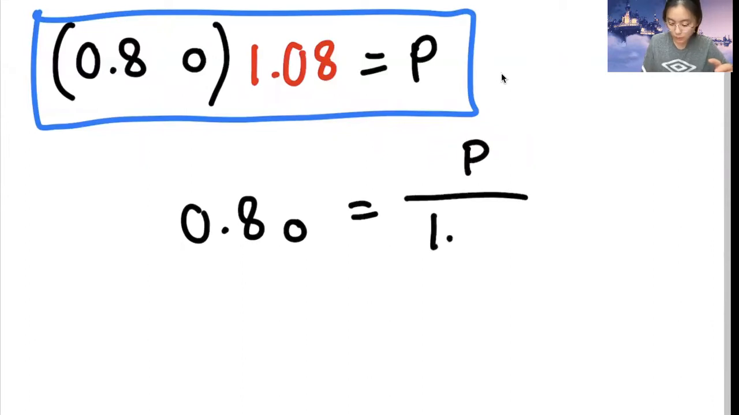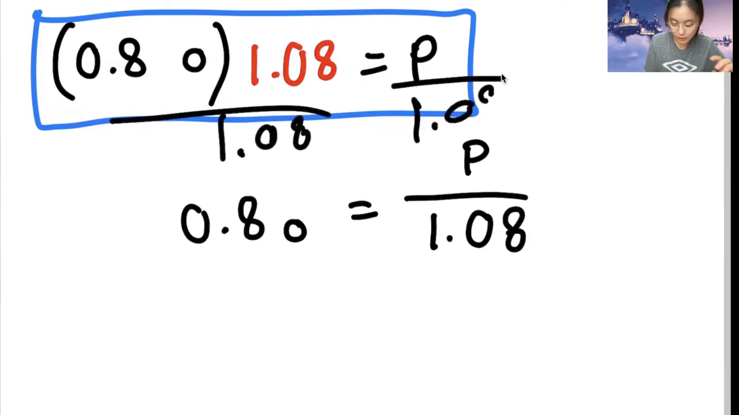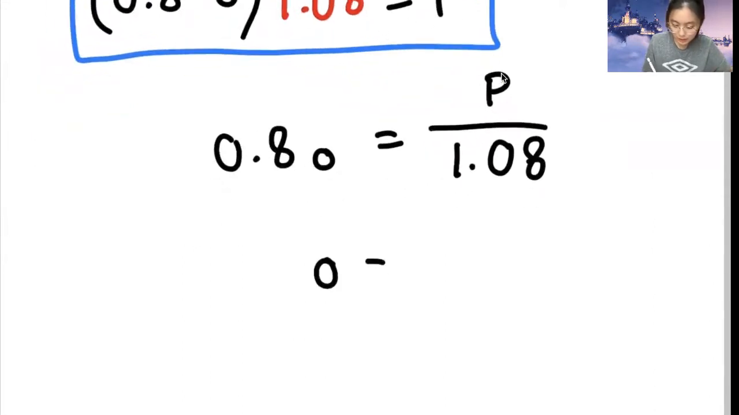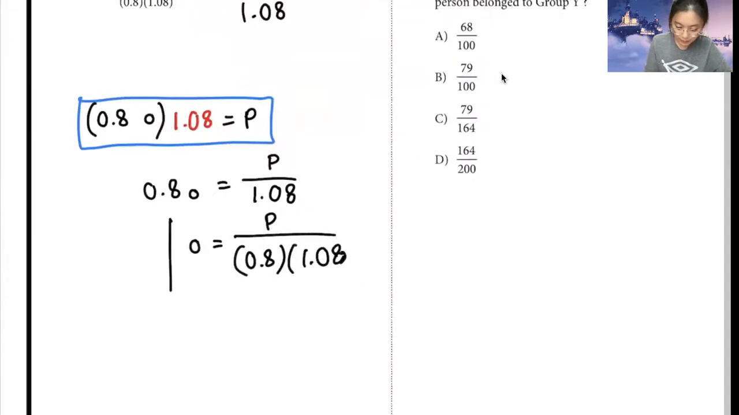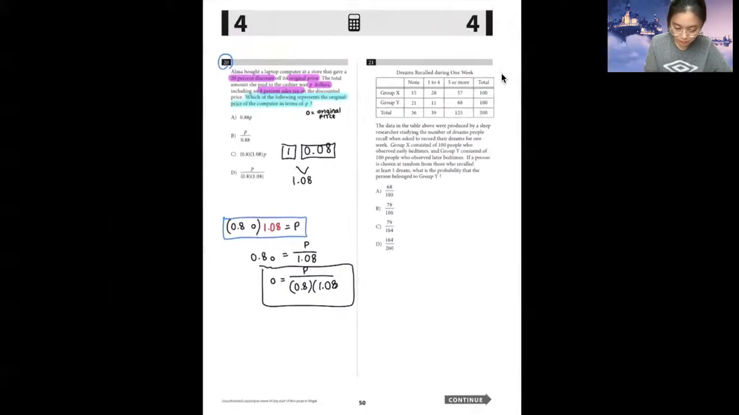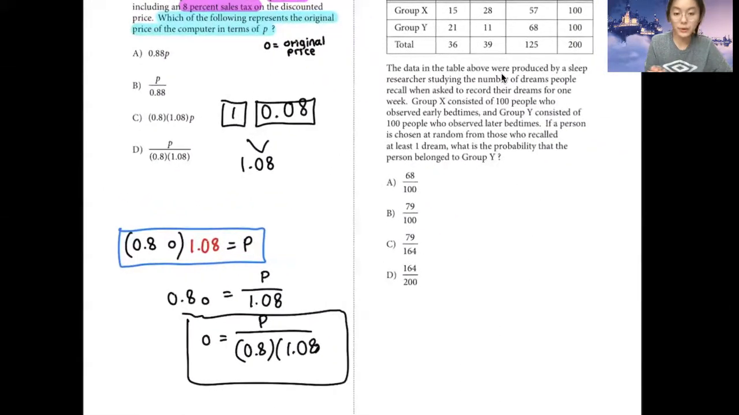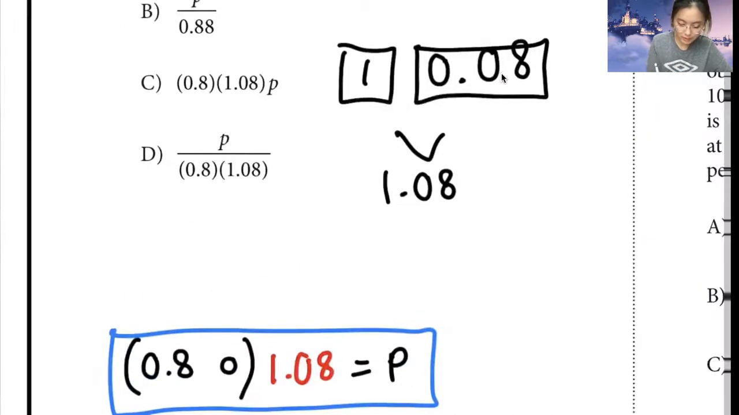So P over 1.08, right? Because you divide by 1.08. What you do on the left side, you need to do to the right. And then you're going to divide by 0.8. You don't need to calculate it. You can just keep them in brackets and make it really simple, because the options are really simple too. So that's going to be your final expression. So the original value is P over 0.8 times 1.08, which is D.